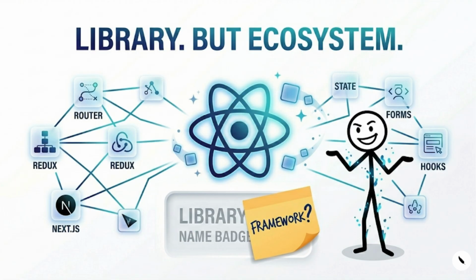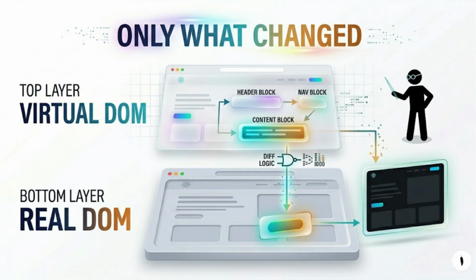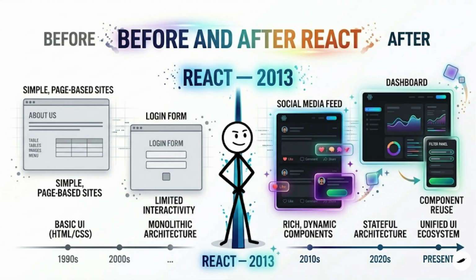Technically, it is a library, but people often treat it like a framework because it powers full application ecosystems. Its major idea was the component system, where interfaces are broken into reusable pieces. It also introduced the virtual DOM, helping update only changed parts of the screen efficiently. It mattered because modern front-end development changed dramatically after React.